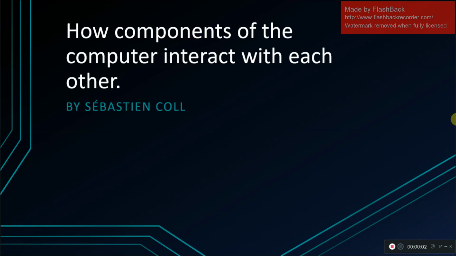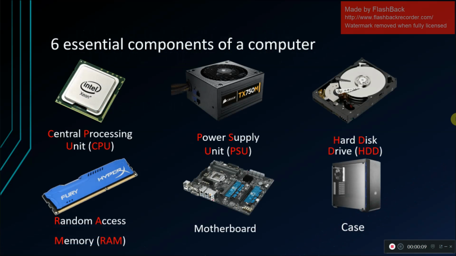Everyone. Today I will explain in detail how each component of a computer works and how they interact with each other. First, there are 6 essential components in a computer. The first one is the Central Processing Unit, also known as the CPU. The Power Supply Unit, also known as the PSU. The Hard Disk Drive, also known as the HDD. The Random Access Memory, also known as RAM. The motherboard, and finally the case.